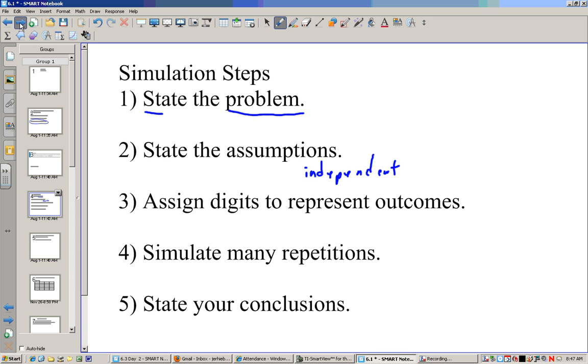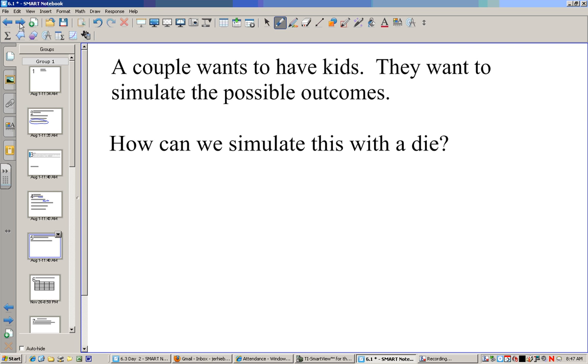All right, say a couple wants to have kids. They want to simulate as many possible outcomes as possible. We want to simulate the outcomes, see what the probability is of what they have, boy or girl. Now, we can simulate this with a die, saying we can roll one die, and 1 through 3 will mean that it's a boy, 4 through 6 will mean that it's a girl. So we can keep rolling a die many, many times and see what comes out.